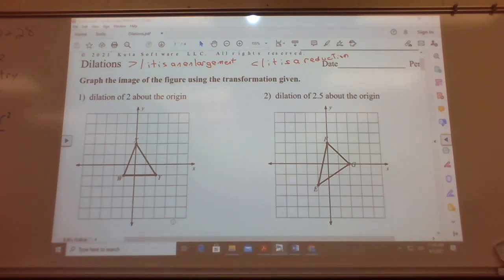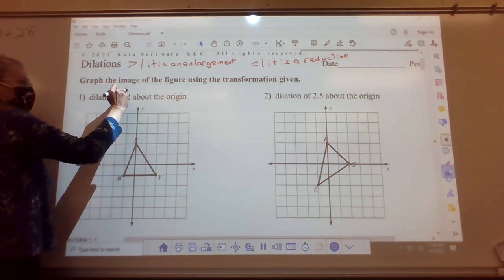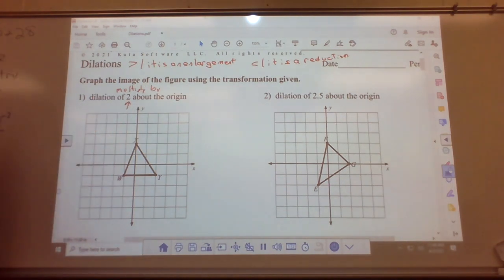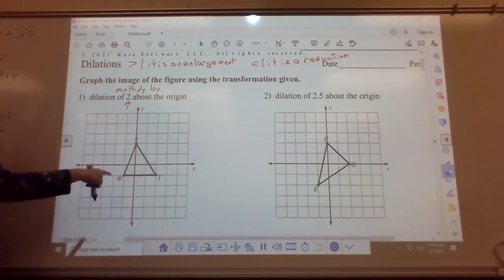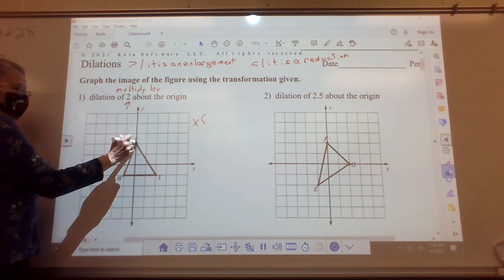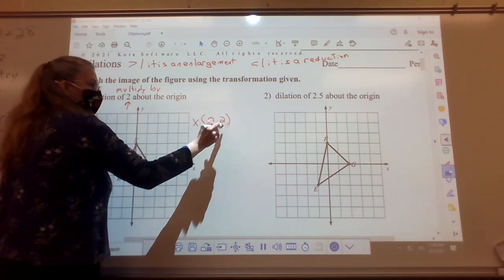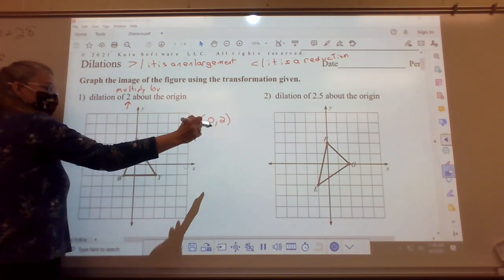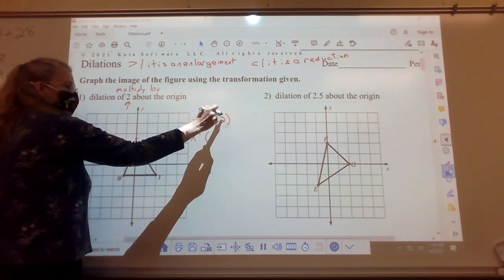So number 1, we have a dilation of 2, which means it's getting 2 times bigger. So whatever this number is, we're going to multiply by that number. So we have to figure out what the coordinates are. We're going to find out the 3 coordinates, because this is a triangle, and then we're going to multiply them by 2. So x, your original x is at 0, 2, which means my new x, remember we can put a little 1 there to show that's the new one. It's the first time I changed it. Multiply both of them by 2.